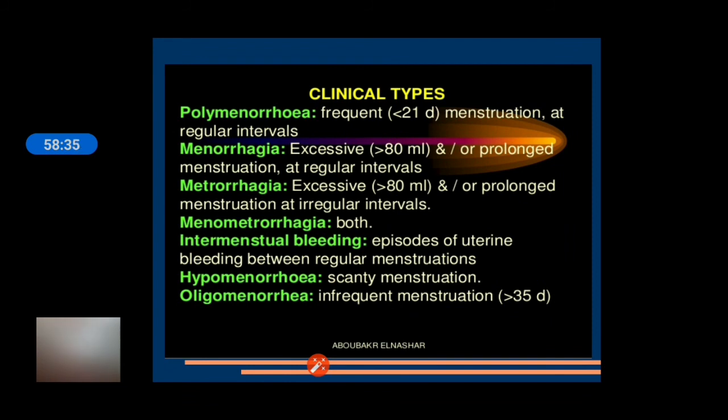So in short, the clinical types: polymenorrhea is frequent cycles, less than 21 days, at regular intervals. Menorrhagia is excessive, more than 80 ml, or prolonged menstruation for more than 7 days, at regular intervals. Metrorrhagia is excessive, more than 80 ml, or prolonged menstruation at irregular intervals. Menometrorrhagia is both, with intermenstrual bleeding, episodes of uterine bleeding between regular menstruation. Hypomenorrhea is scanty menstruation, and oligomenorrhea is infrequent menstruation, with cycles of more than 35 days.